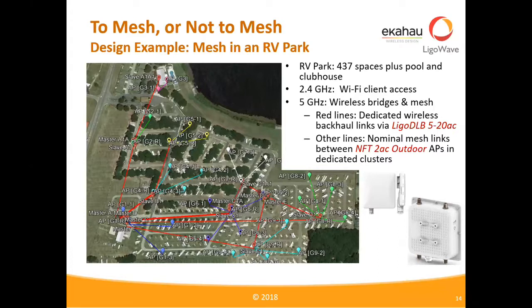And I'm showing here the APs that this design was done with, both for the point-to-point backhaul links as well as for the mesh APs themselves. So this is easy, right? Maybe the Emperor Wi-Fi doth protest too much, methinks.